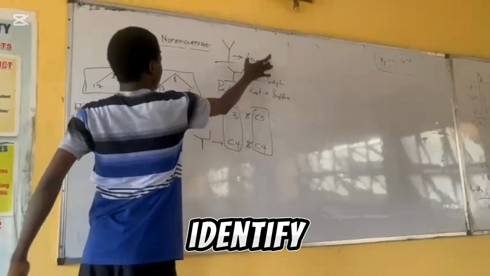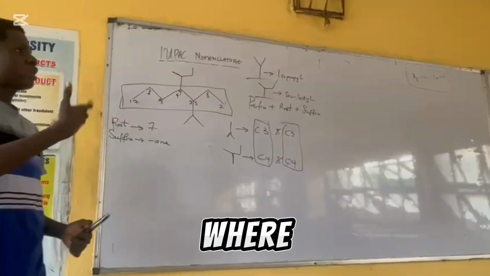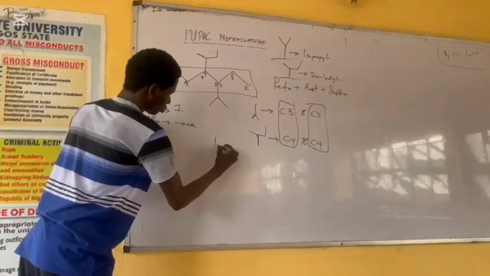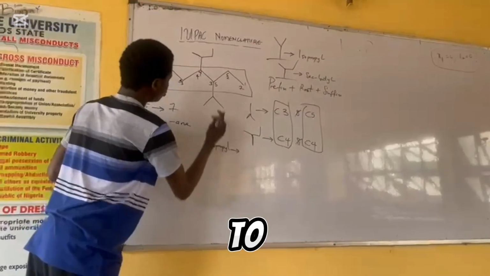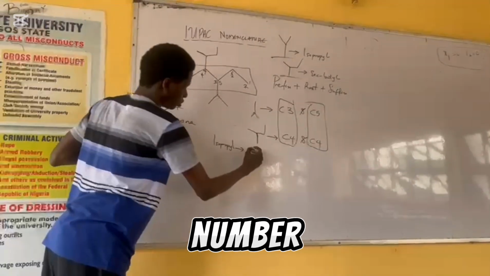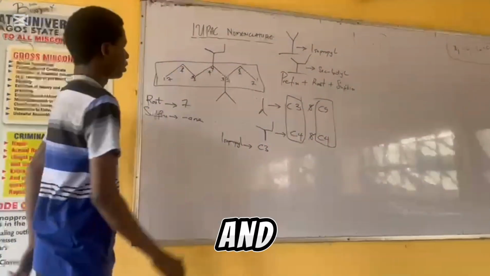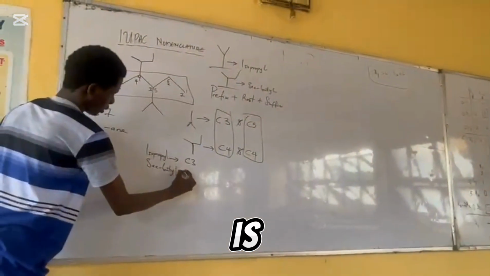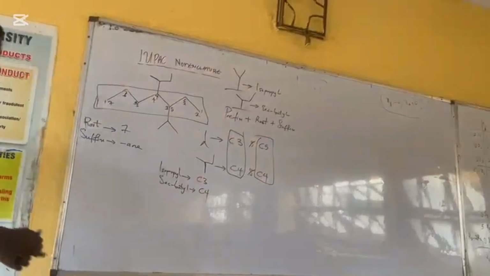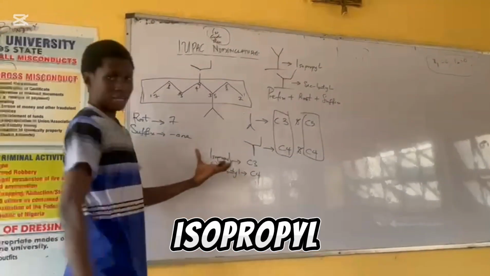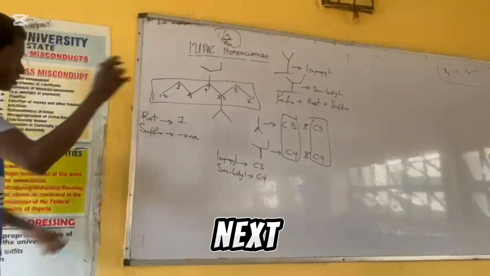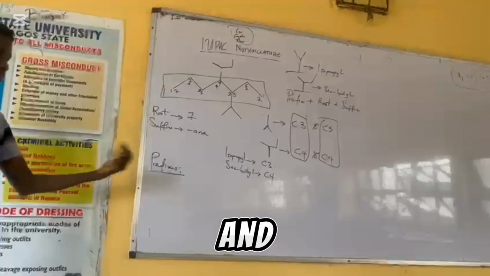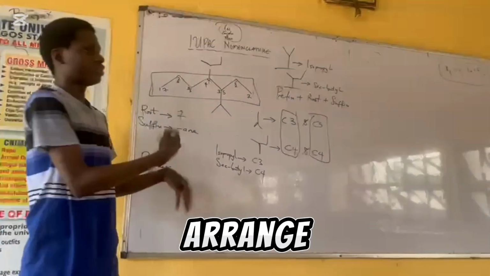So now since we can identify the substituents, the next thing is to find what carbon atom they are attached to. The isopropyl is attached to carbon 3, considering the backward numbering. And the sec-butyl is attached to carbon 4. So having gotten our substituents as isopropyl and sec-butyl, the next thing is to get our prefixes. And we know that our prefixes are just our substituents. Now, how do we arrange them alphabetically?